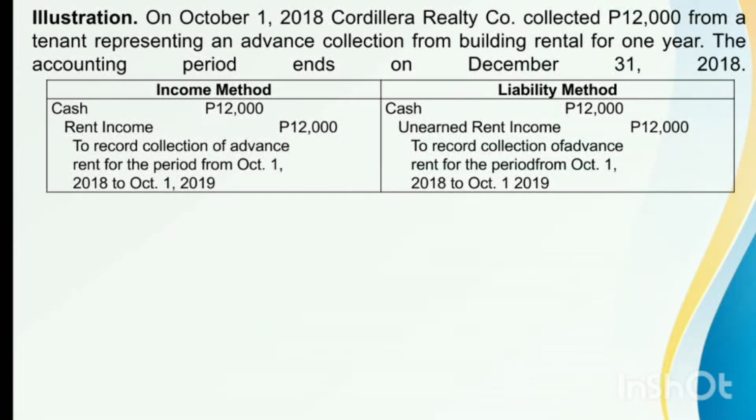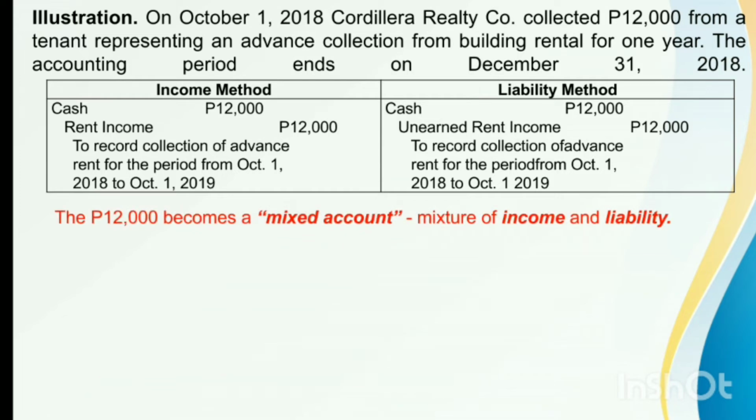Kasi, in reality, the 12,000 pesos is not only an income or it's not only a liability. The 12,000 pesos is a mixture of income and liability. It's a mixture of earned and unearned. Earned will be charged to income, and then the unearned portion will be charged to liability.